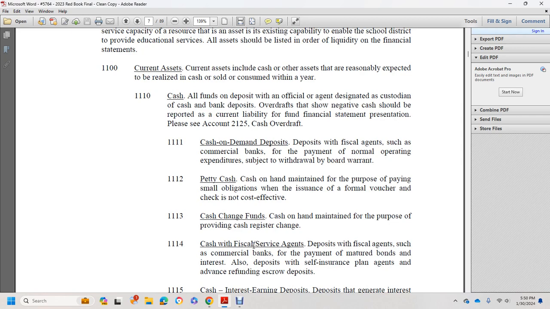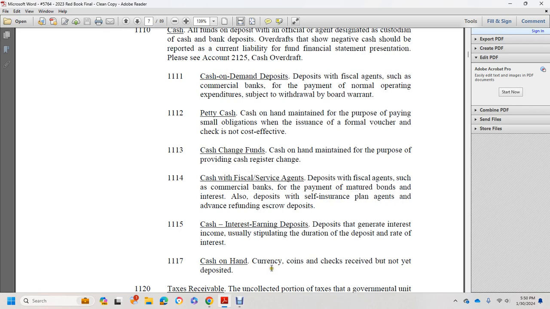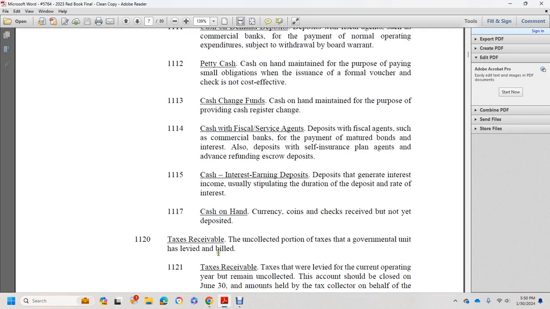1114, Cash Official Service Agent. Deposits with the official agent, such as a commercial bank, for the payment of matured bonds and interest, including deposits of the sinking fund or interest plan agents and advance refunded escrow deposits. 1115, Cash Interest Earning Deposits. Deposits that generate interest income, usually stipulating the duration of the deposit and the rate of interest. 1117, Cash on Hand. Currency, coin, and checks received but not yet deposited.